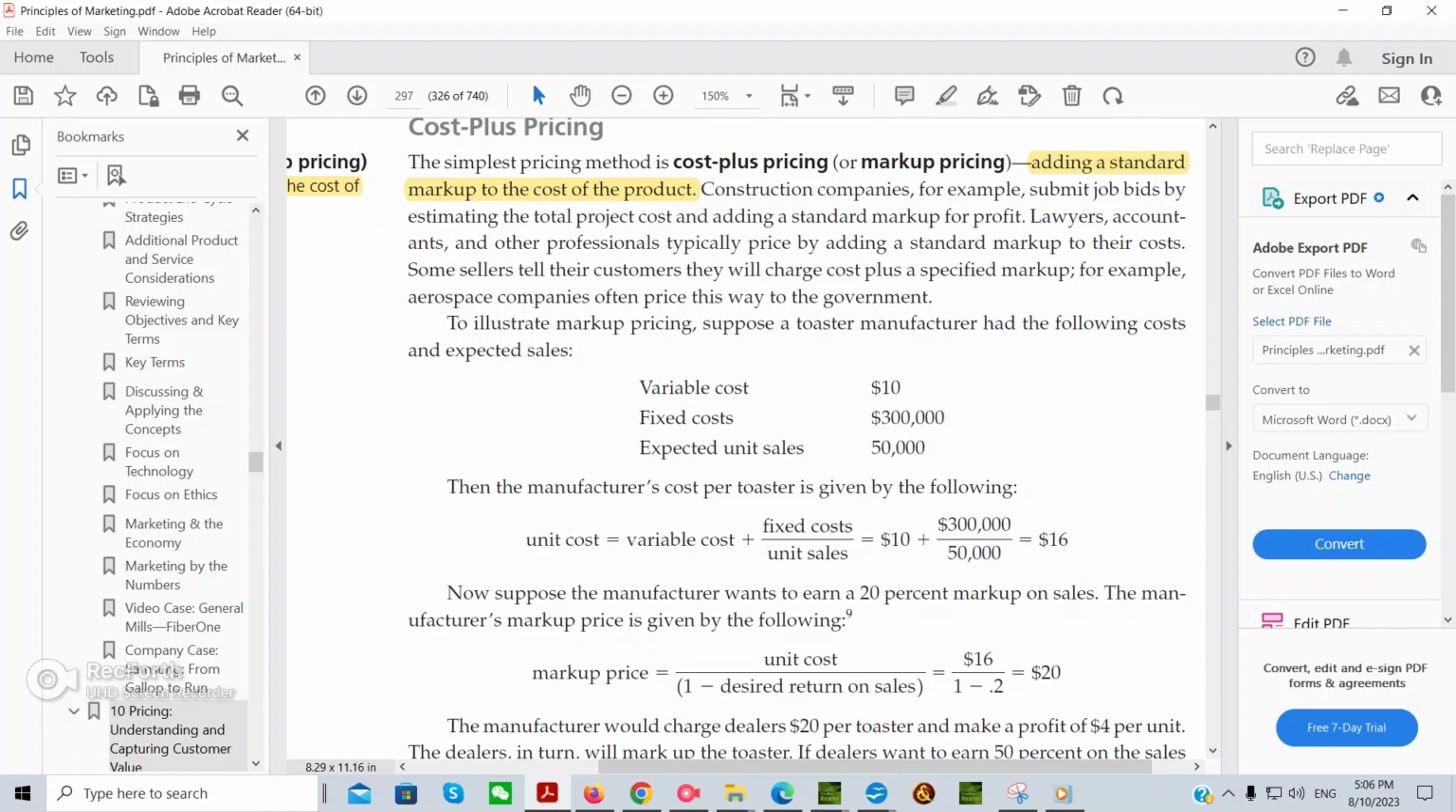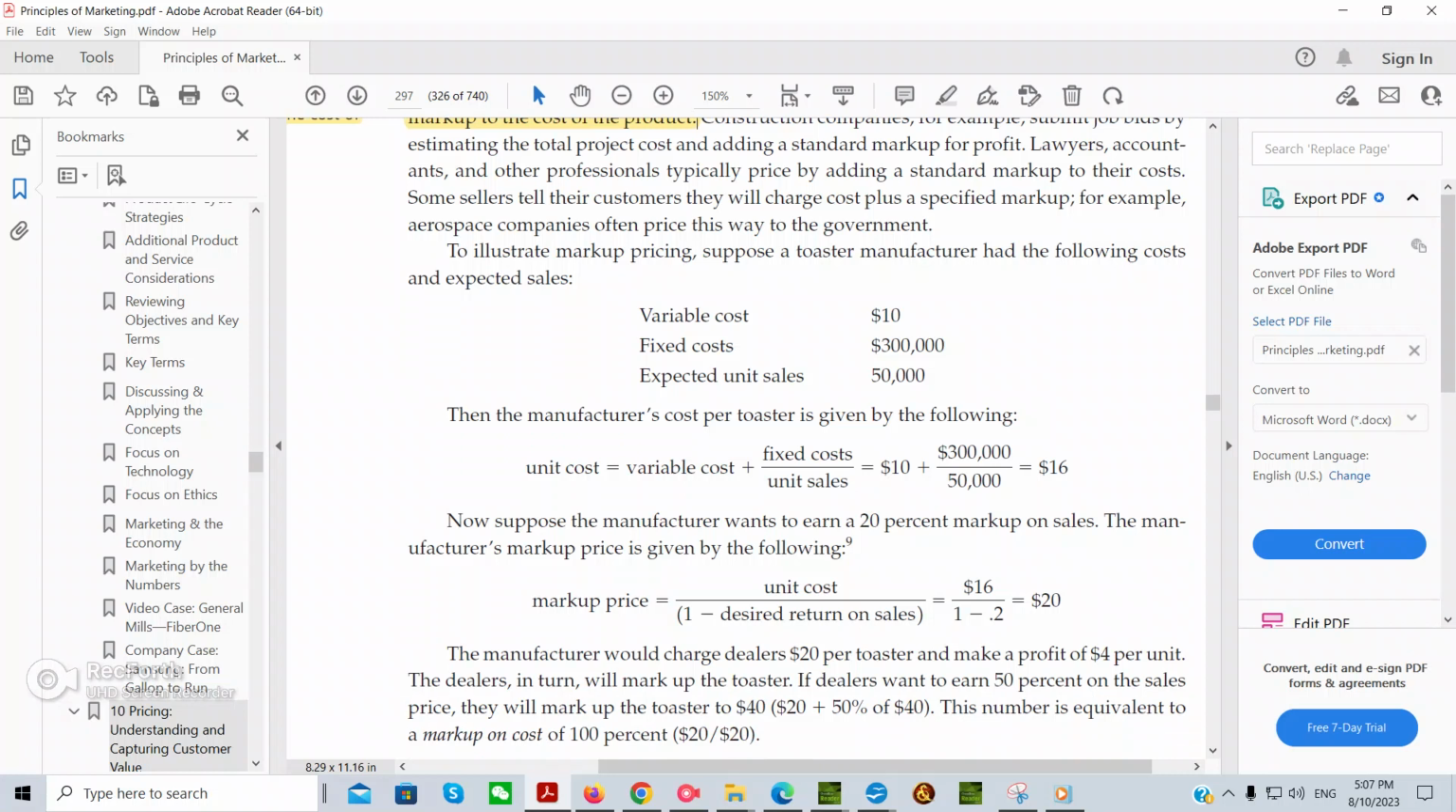Now markup per unit, we can see markup here is the unit cost divided by 1 minus the return on the sales, because it's a percentage of the amount. So let's say the unit cost is $100 divided by 1 minus the return on the sales. Let's say that's 15%. Okay. That means the return on the sales is whatever it is. So that's $16, for example, divided by 1 minus 0.2. So 16 divided by 0.8 is 20.